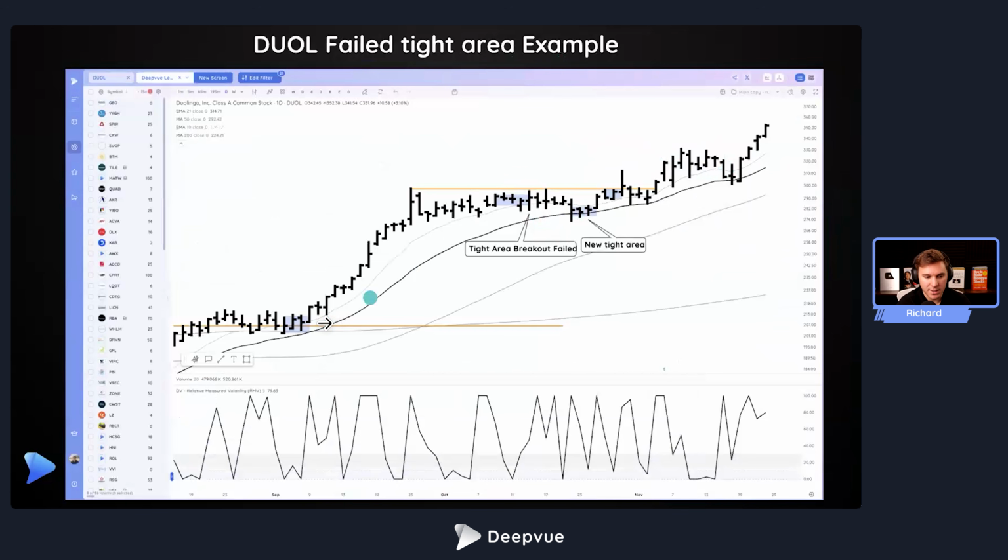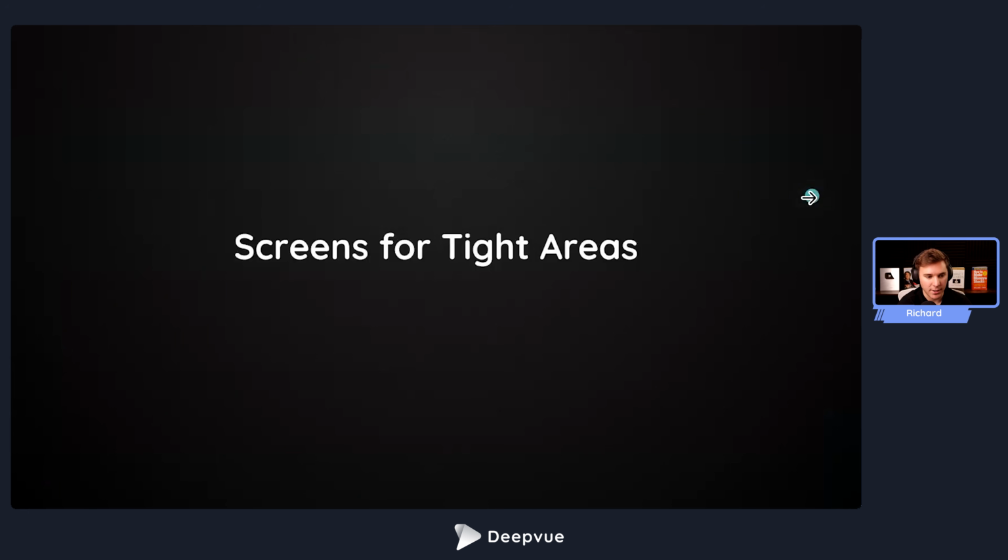Duolingo, this is a recent failed example. This one, of course, worked, but then it sets up a nice base. This one tries it. I got stopped out again on this one, but it sets back up here against the 21 EMA. Even becomes a better setup because you have the shakeout here, undercuts the 21 EMA, holds it, shows accumulation, gets tight again, and then this sets up a really nice potential entry point within this base. That's a little bit more mature at this point than back in this area. So that's another really good example of a failed tight area.